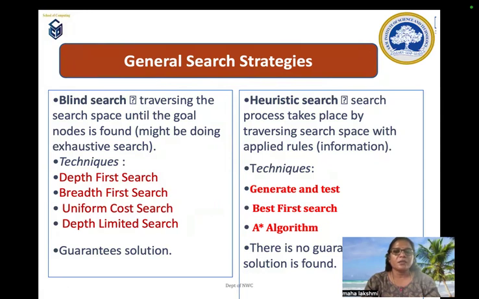In blind search, we traverse the search space until the goal node is found, possibly doing an exhaustive search. Techniques could be depth first search, breadth first search, uniform cost search, depth limited search. It guarantees a solution. In heuristic search, the process takes place by traversing the search space by applying rules, that is, if you know some information about the destination or goal state. Techniques are generate and test, best first search, A-star algorithm. There is no guarantee that a solution can be found in this type of heuristic search.